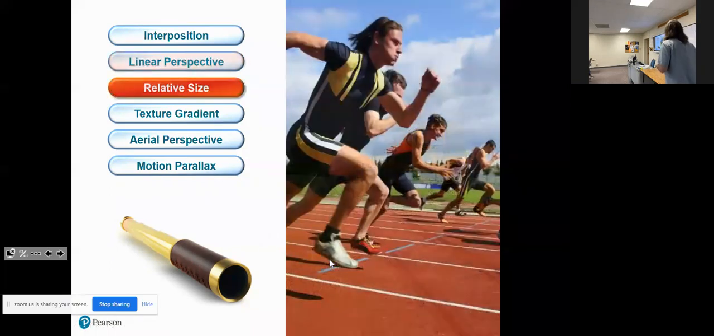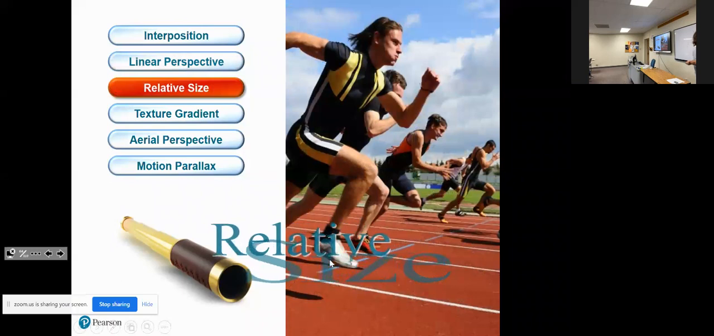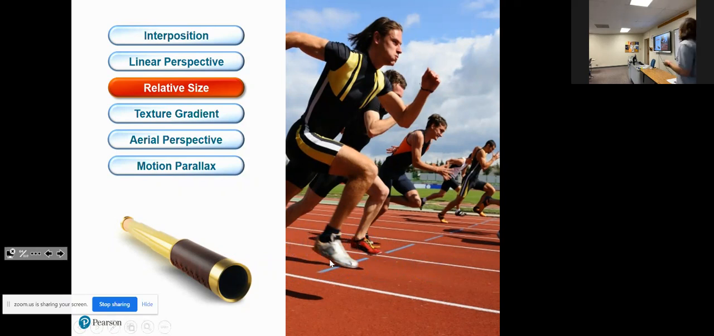Relative size, again, this helps to solidify this. We know the average size of a person. If it's smaller in the distance, we can assume based on size how close or how far they are away from us.